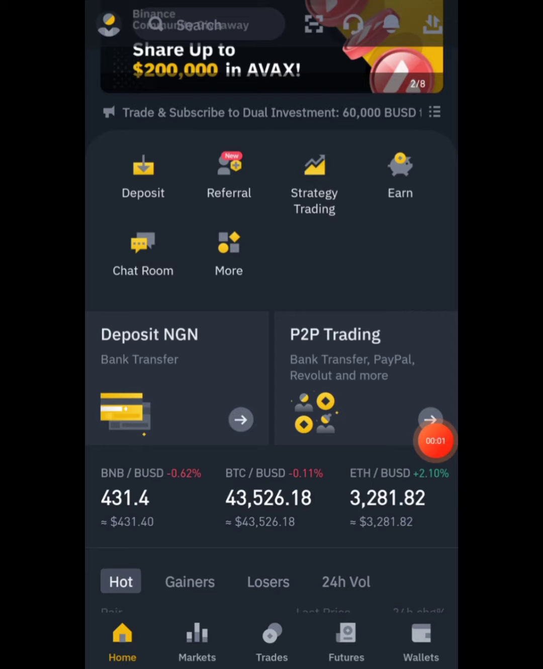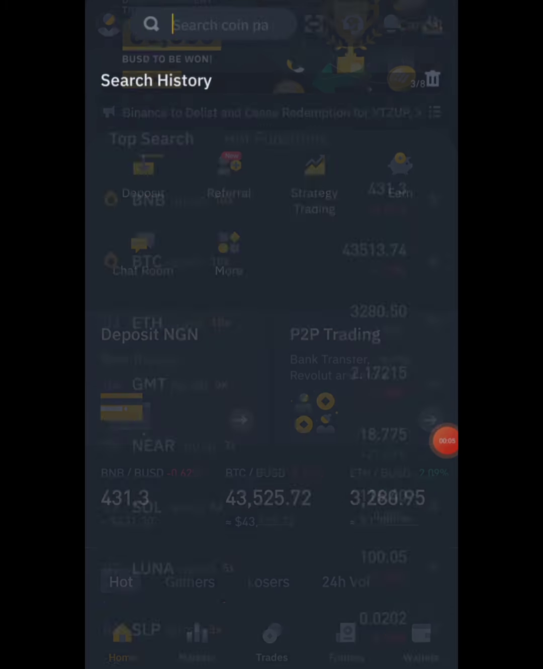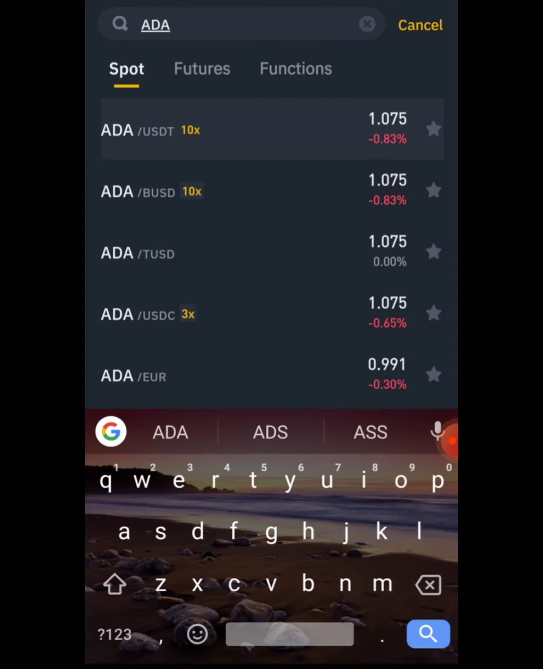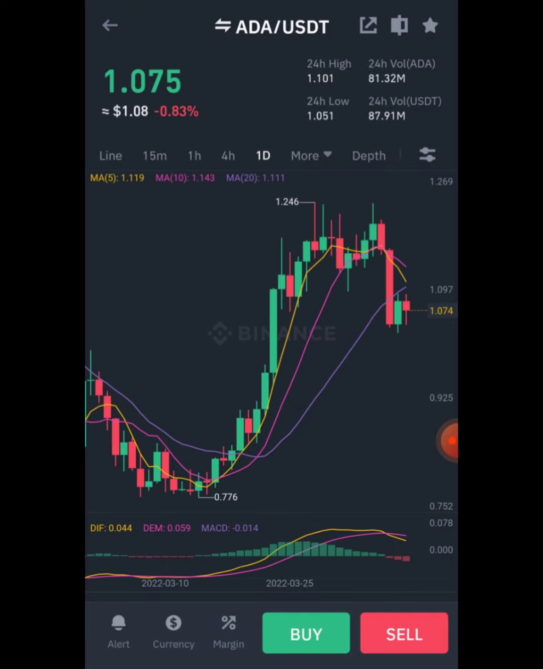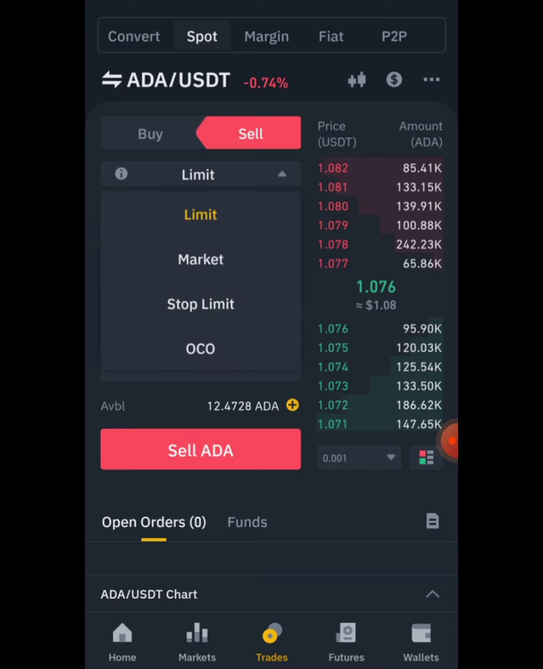Yeah, so this is how to set your stop loss. Click search for the coin. Click on it, ADA. Since you are selling, click on sell. Okay, now you want to set your stop loss automatically. Click on limit here. After clicking on limit, click on stop limit below.